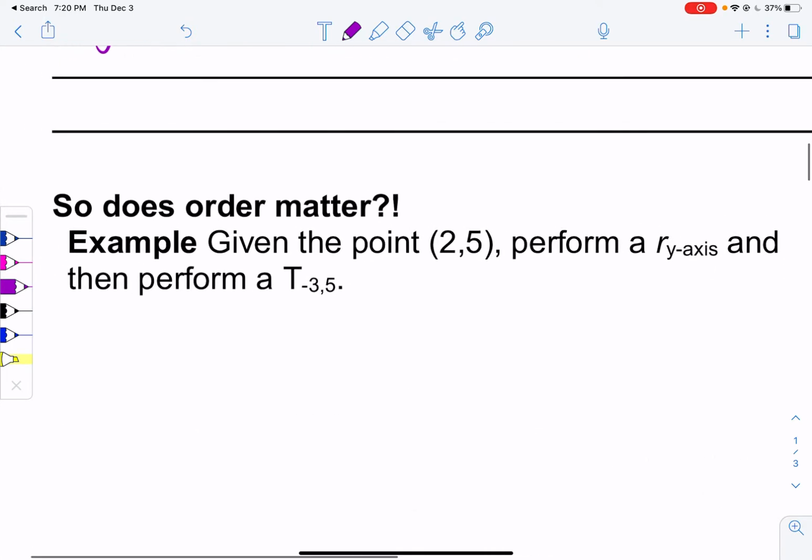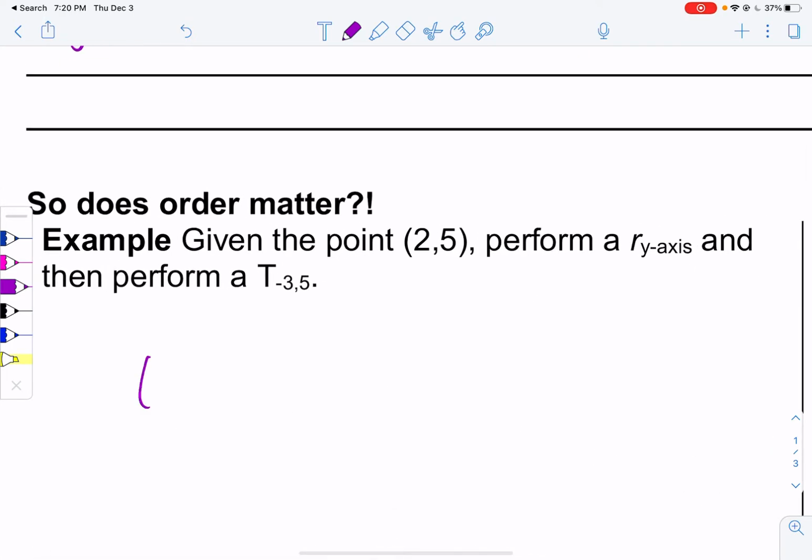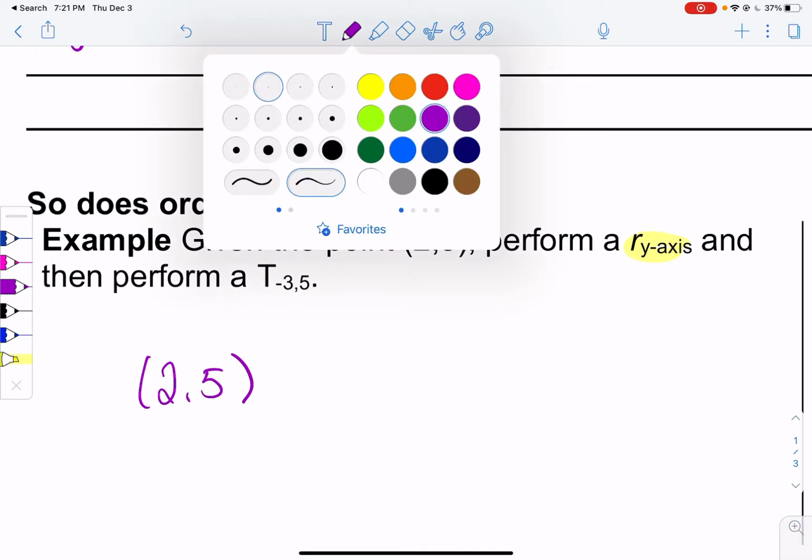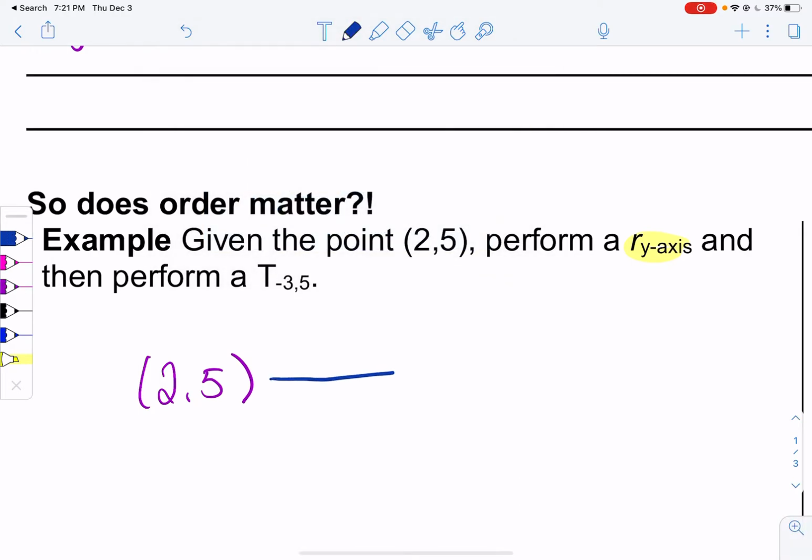The first thing we're going to do, we have the point (2, 5). And what we want to do is perform a reflection over the y-axis first. When I do a reflection over the y-axis, my y value stays the same, my x value changes. So the opposite of a positive 2 is a negative 2. I'm not done yet because I also want to perform a translation of (-3, 5).